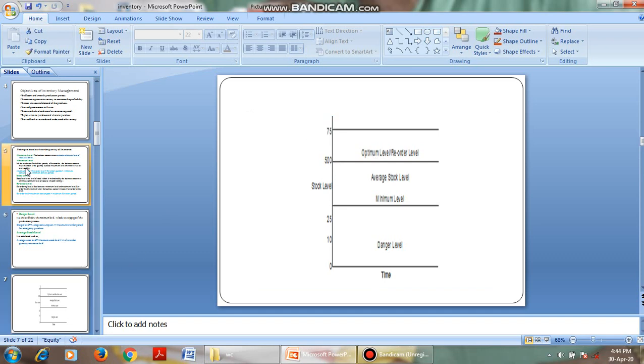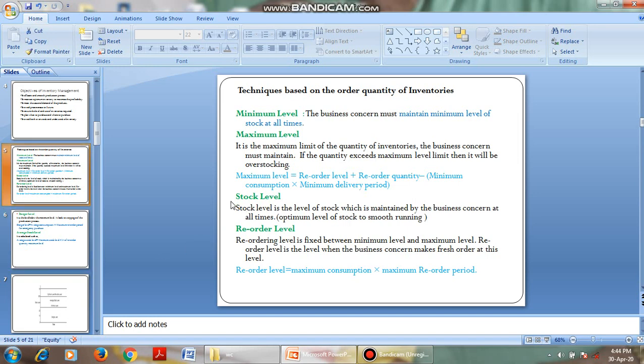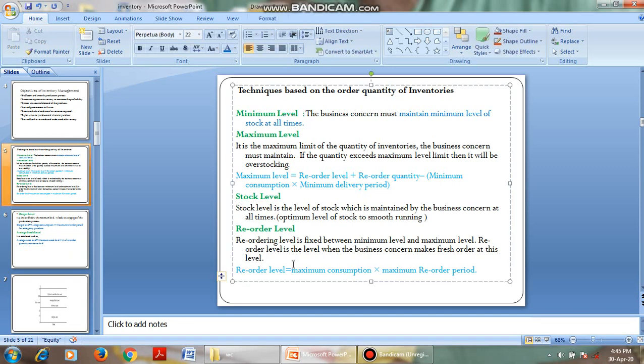Next, see here. Stock level is nothing but the optimum level, that is the average level that we have to maintain. We call it stock level. Then reorder level is equal to maximum consumption into maximum reorder period. Let us see.